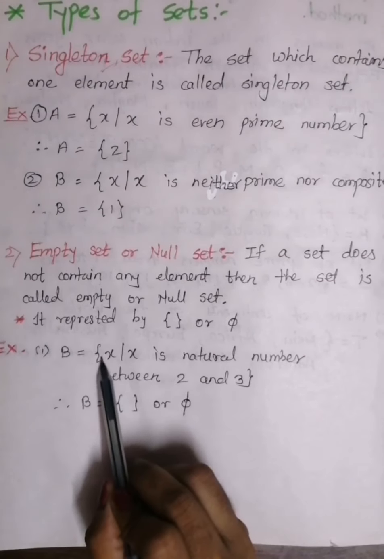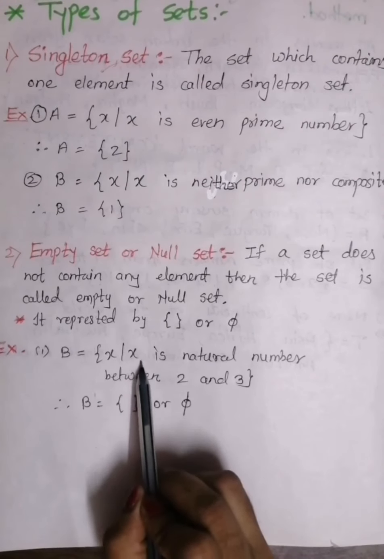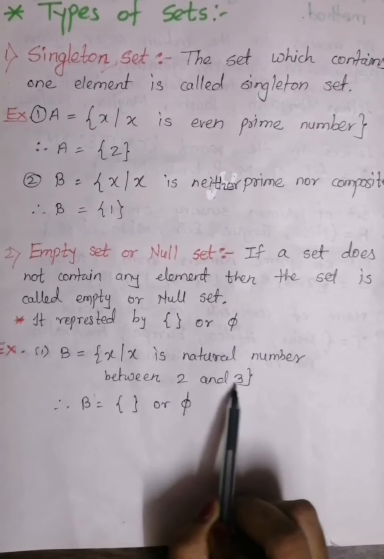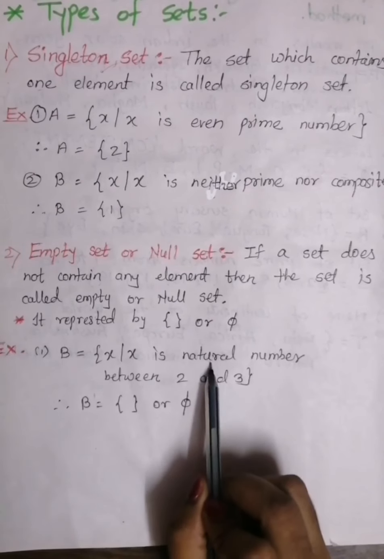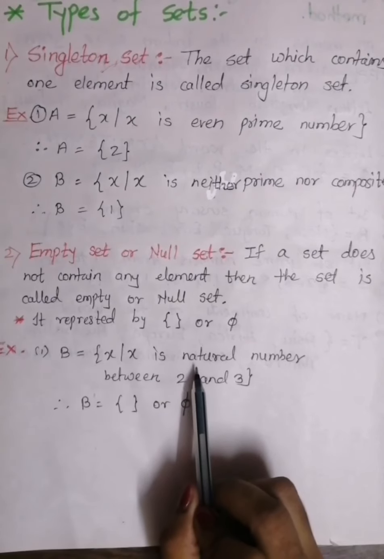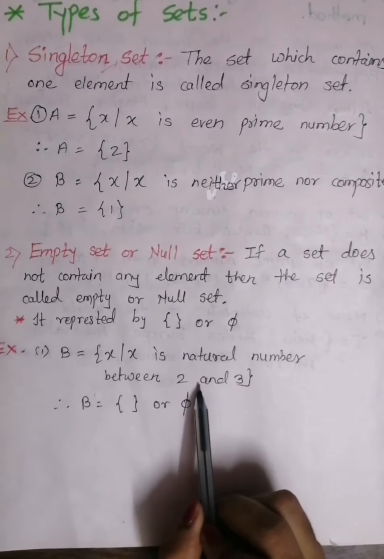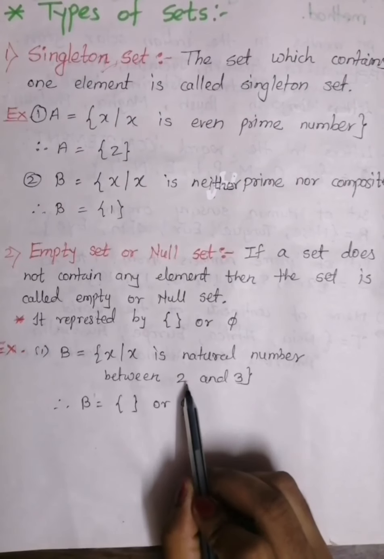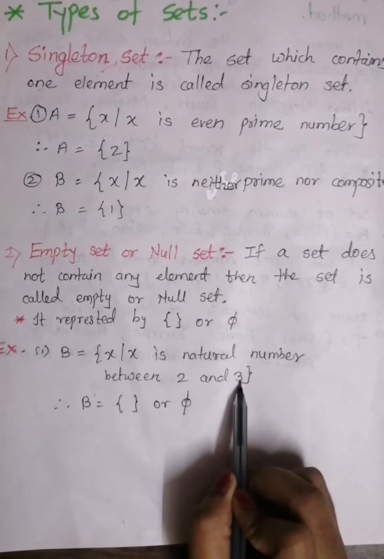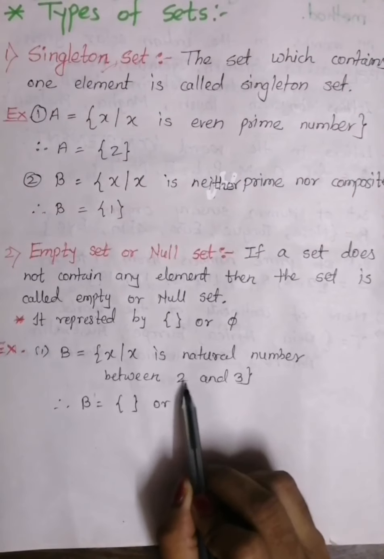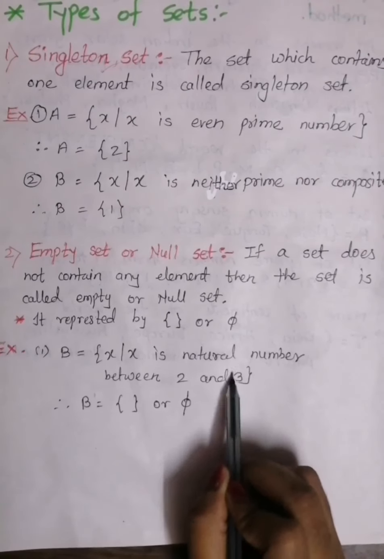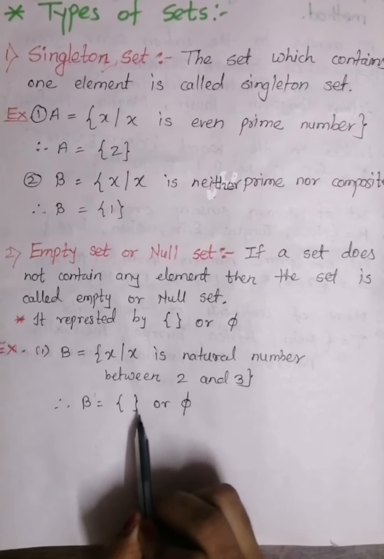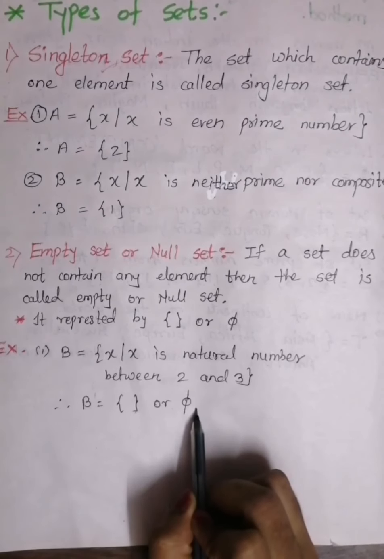Now look at example number 1. Set B equals to, open the curly bracket, x such that x is a natural number between 2 and 3. Now look at that. Natural numbers start with 1 up to infinity, which are uncountable. But what they said is between 2 and 3. We know that after 2 we get 3. There is no number in between, right? So that's why set B is an empty set or null set. Clear, all of you?